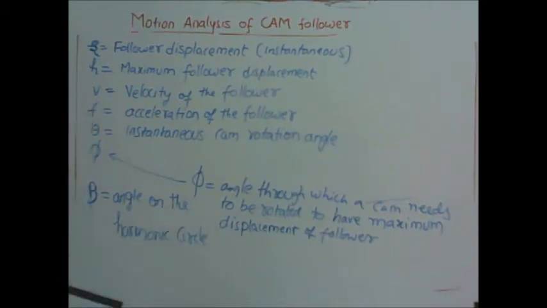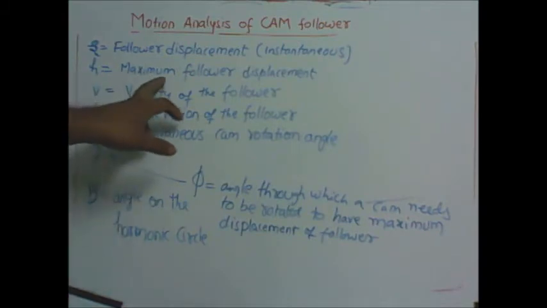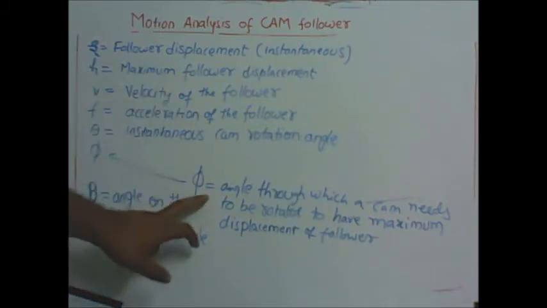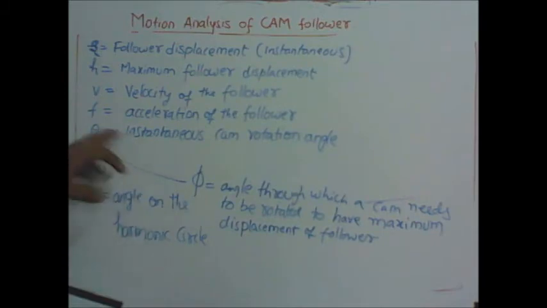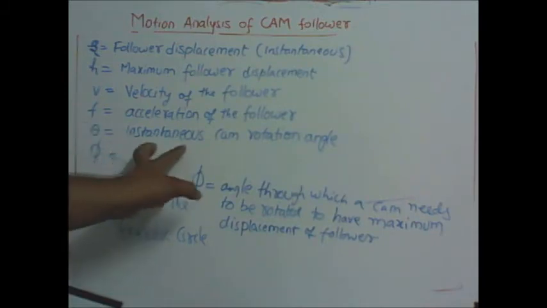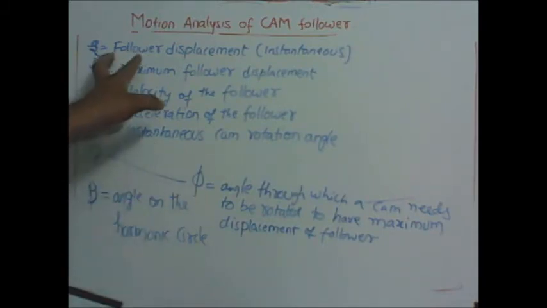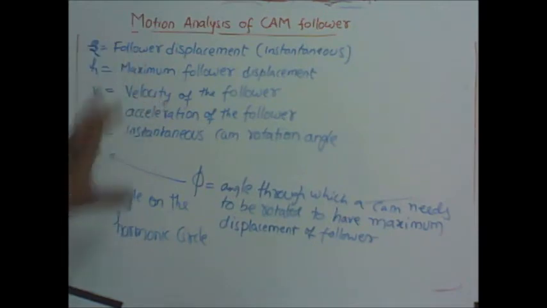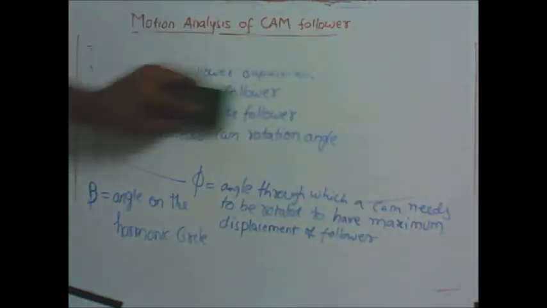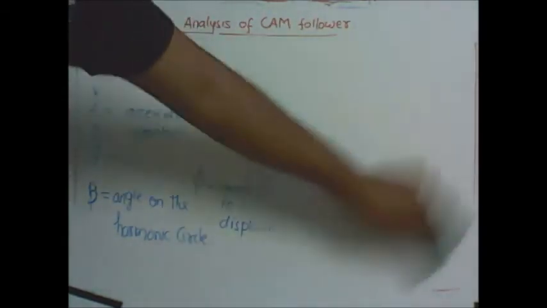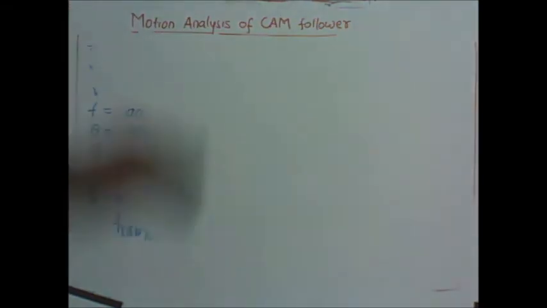From this you have to understand, we have already discussed that maximum follower displacement h occurs when a cam is rotated through an angle of phi. It may be phi a, the angle of ascent, or phi d, the angle of descent. And when the cam is rotated through a certain angle theta, an instantaneous displacement s occurs. So these two things also have to be considered. Now from this, we will discuss how to draw and analyze simple harmonic motion of the follower.